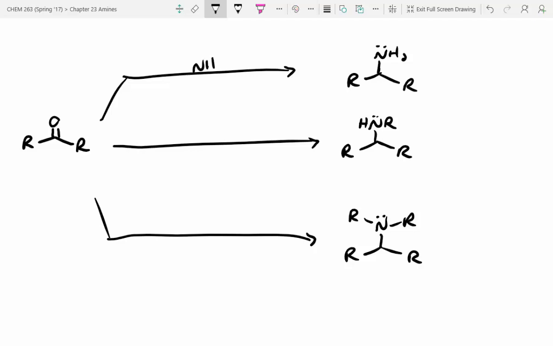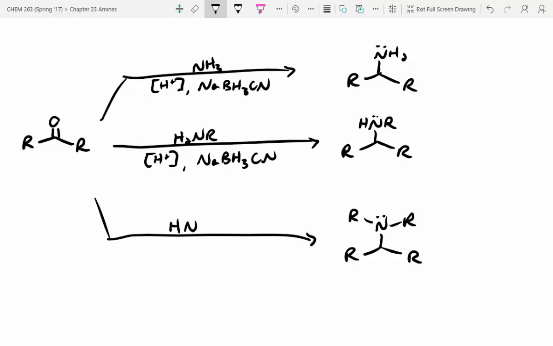use is NH3, treat it with some acid, and then do sodium cyanoborohydride. For the next one, you would want to use a primary amine. Oops, it should be H2NR, catalytic acid, and sodium cyanoborohydride. Then for the last one, you'd want to use a secondary amine.